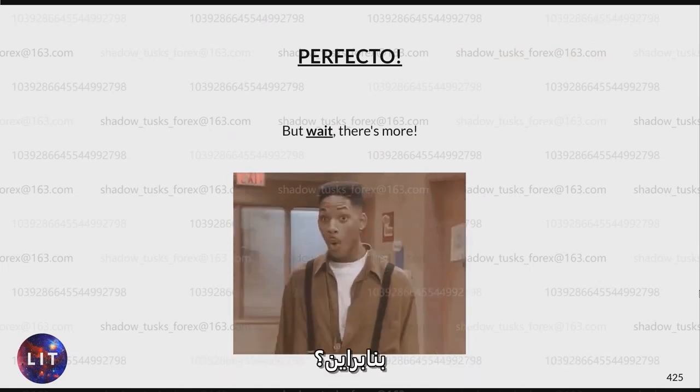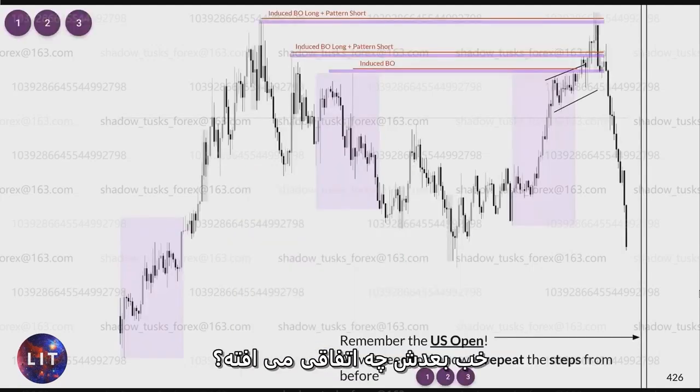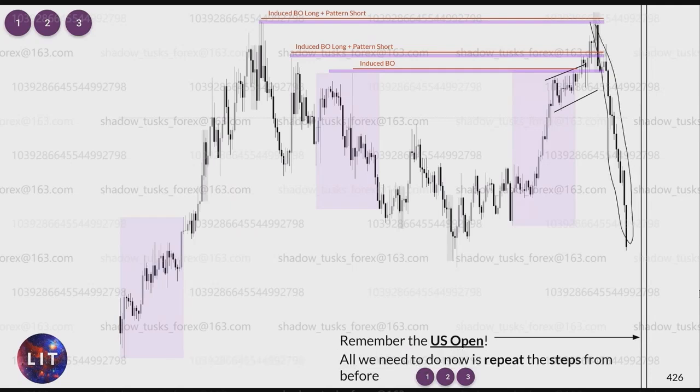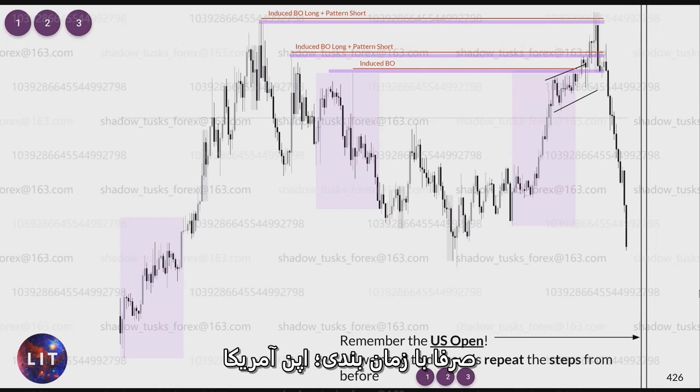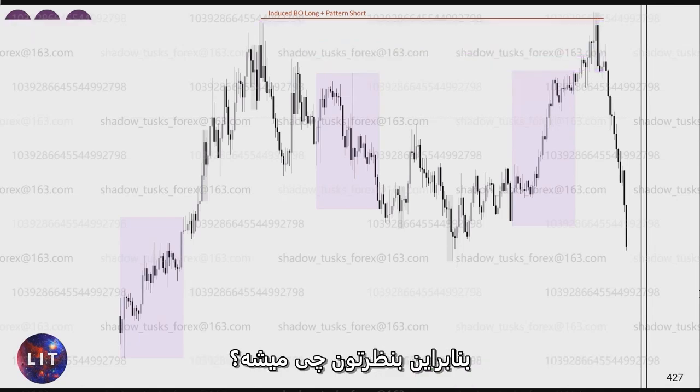Right? So guess what? Another one. Same thing. So what happens afterwards? Of course, now we're making this huge channeling thing. Right? So guess what? Just by timing, US Open, remember, right? We need to repeat the steps all over again. So we identify liquidity. We're on the cycle, mitigation, right?